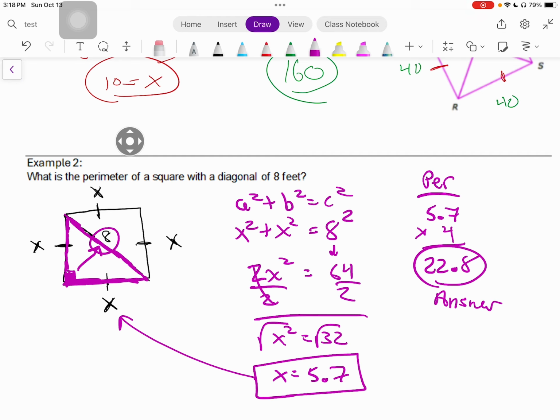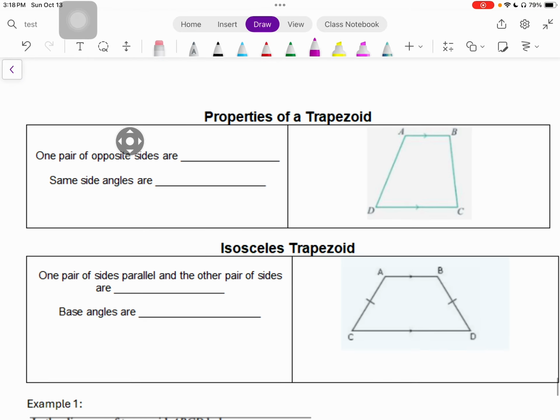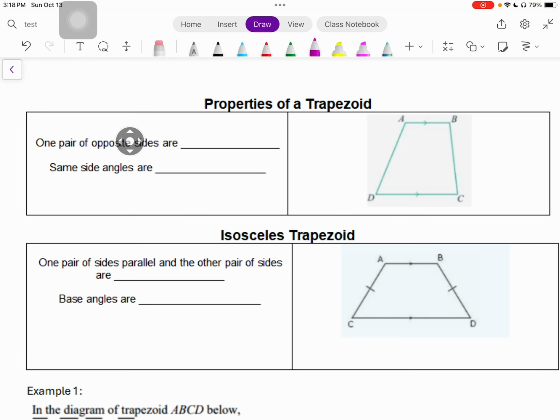It's really important to know all those properties and have them memorized. All right, our next shape we have to go through a little bit more. So, properties of a trapezoid: opposite sides are parallel. The big difference here with a trapezoid is only one of these pairs of sides is parallel, not both. If we had both pairs of sides parallel, we'd be looking at a parallelogram.